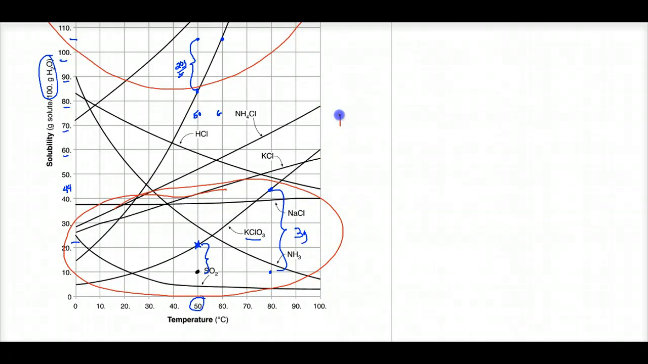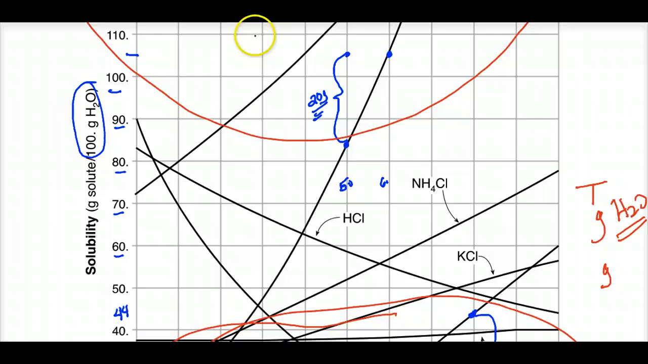You're going to hear temperature, you're going to hear grams, how much water you have, and that's important because this graph is based on 100 grams of water, and then grams of solute. You'll also hear the words concentrated, dilute, and concentration, and you'll hear supersaturated, saturated, and unsaturated used to describe the solution.